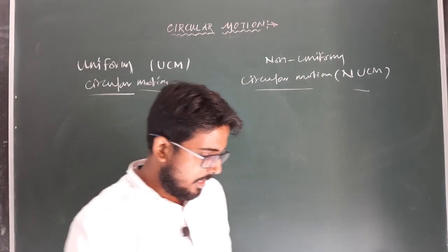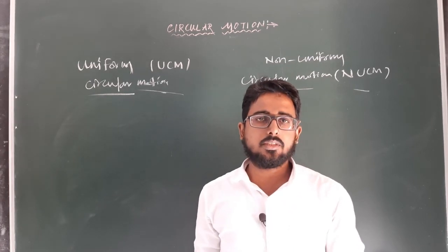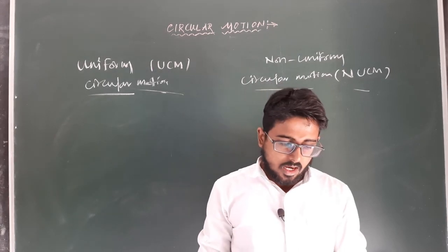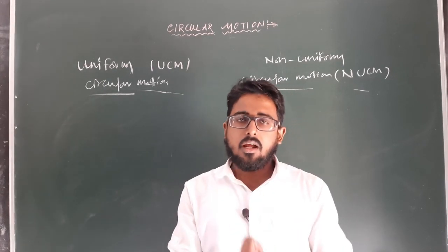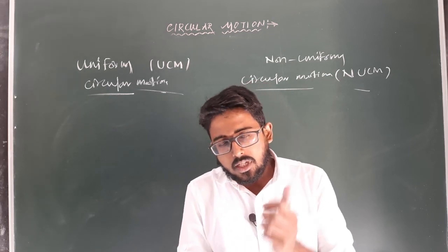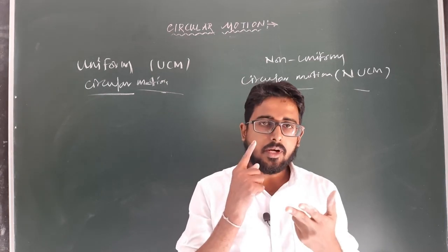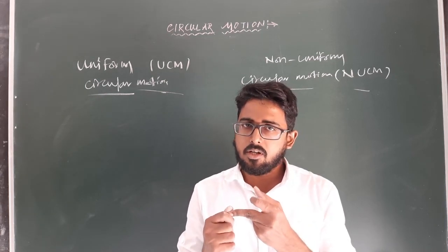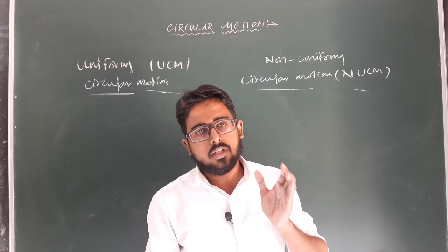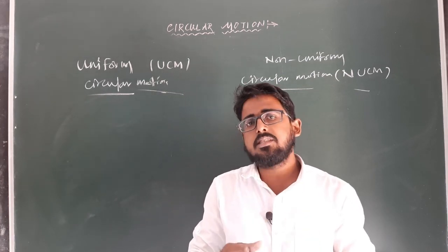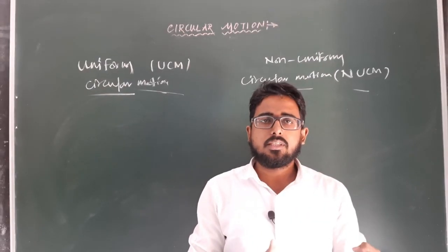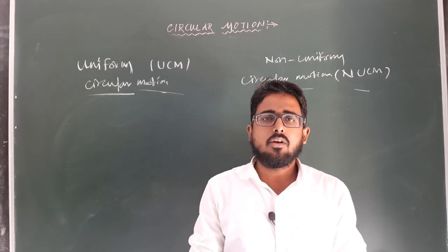We already know when a body is executing a motion in such a way that its distance from a fixed point remains constant, then that type of motion is circular motion. And in circular motion, the body must have angular displacement, angular velocity and angular acceleration, and the total linear acceleration of the body can be divided into two components, one along the direction of linear velocity and the other perpendicular to the direction of linear velocity. The component along the direction of linear velocity is able to change the magnitude or the speed, and the other component which is acting perpendicular to the direction of linear velocity changes the direction of the particle.